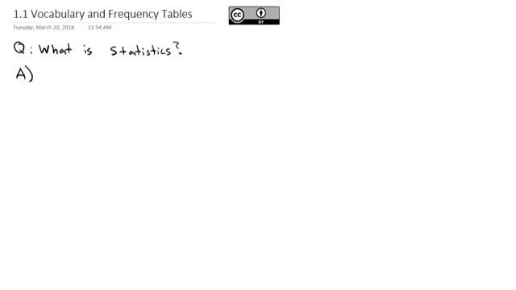And as we start studying statistics, there is some key vocabulary that we need to be very comfortable with in order to study statistics accurately and communicate our results accurately.